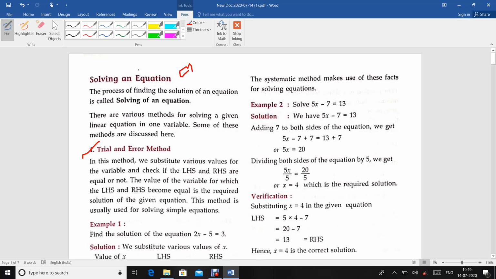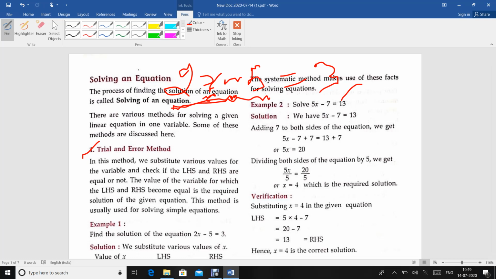Let us consider an equation 2x minus 5 is equal to 3. In this equation there is a left hand side and there is a right hand side. As you can see, on the left hand side we have 2x, where x is the variable, so we need to put a suitable value for x.